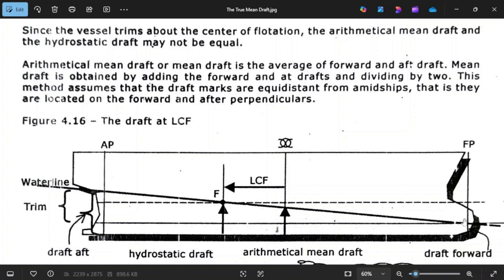Okay, because you are trimmed by the head. I'm sorry, trimmed by the head. This is the water line. You are trimmed by the head, so there's a big drop here and a small drop forward. That's why the tendency of the center of flotation is to move backward. That's why your center of flotation is here. Okay.